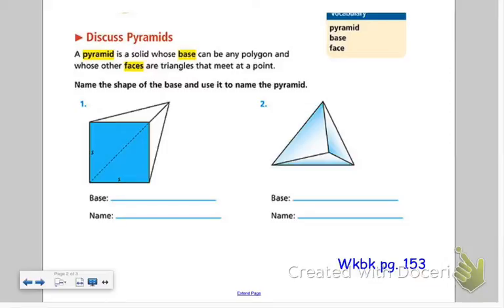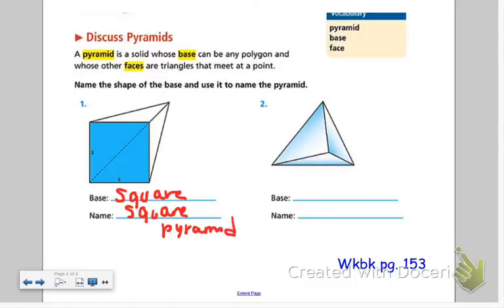When we talked about prisms, we always said there were two bases. Pyramids only have one base. And then all of the other faces are going to be triangles that meet up at a point. So let's take a look at numbers 1 and 2. For number 1, take a look at your base. You have a square base. So, square, which means if I were to name this pyramid, I would say square pyramid.